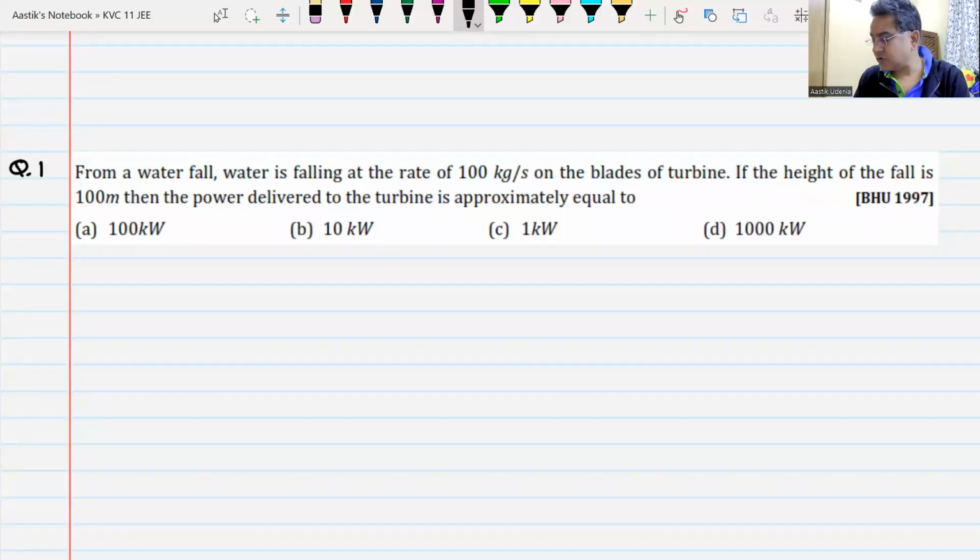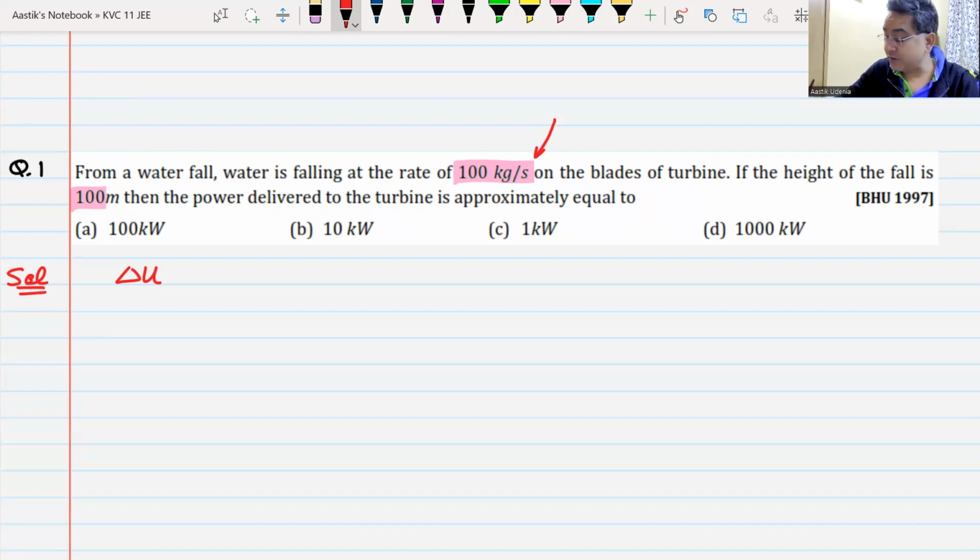So how are we supposed to do this? Water is falling at the rate of 100 kgs per second from a height of 100 meters. So what is the energy that is? It has potential energy and that is the energy it is losing. So how much energy it is losing? But the rate is given per second. 100 kg is falling per second.